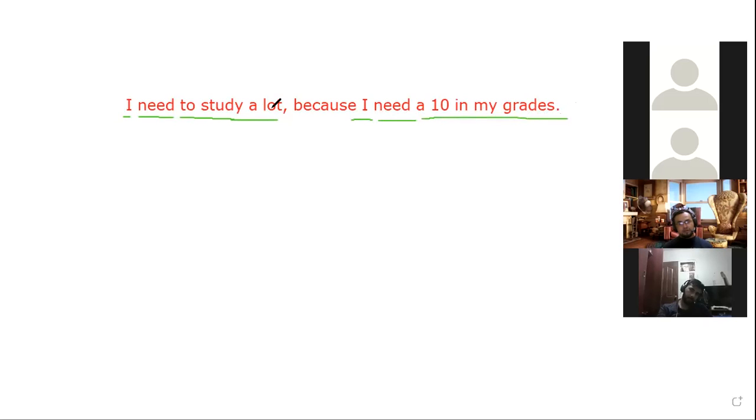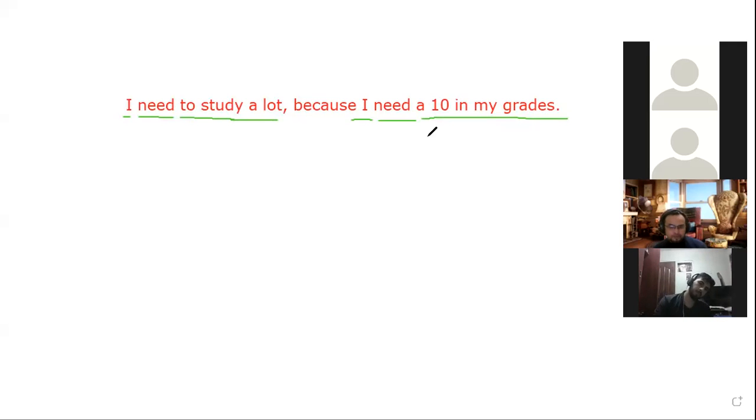Okay, I need to study, that's the action that I have to do, and the result of that action could be to get a 10, okay? But when we use the word because, it's because we must specify that something needs to be done because of the main action. In this case, I need to study a lot, okay? Because if I don't study, this can happen, okay?